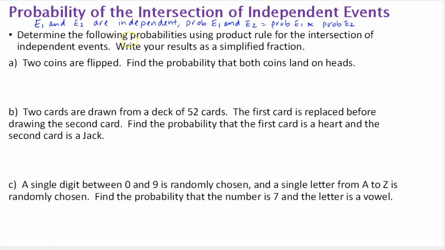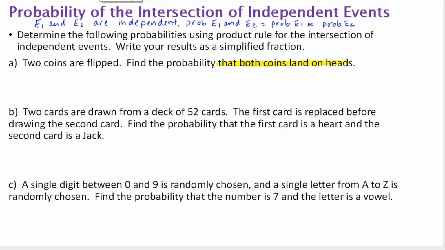So we're asked to determine the following probabilities using the product rule for the intersection of independent events. Write your results as a simplified fraction. So we're told that two coins are flipped, and the coins are independent. What you flip on one doesn't affect what you flip on the other. And we want to find the probability that both coins land on heads. So that "both" tells us that it's an and situation. So we want to find the probability that one of the coins lands on heads, then the other, and then we'll find the product.